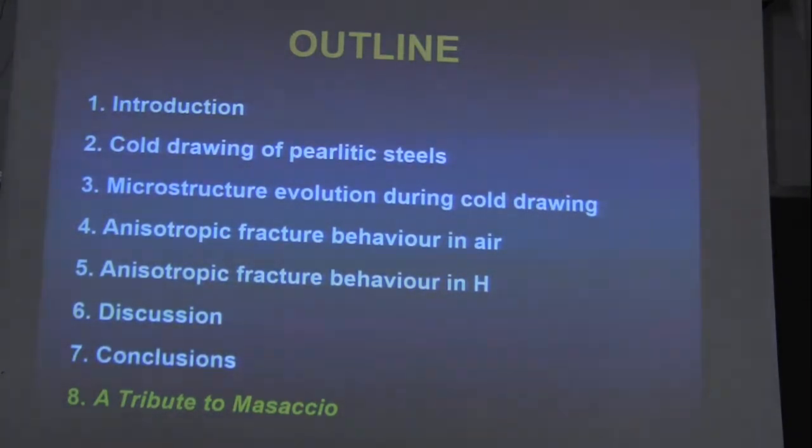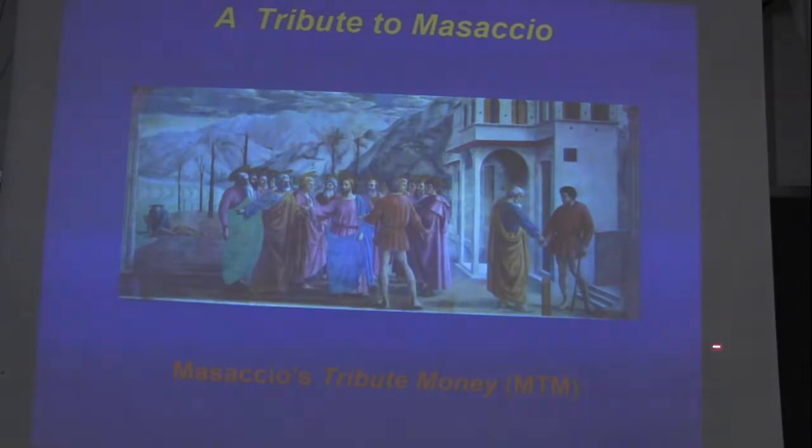Then finally, a tribute to Masaccio for this beautiful painting in Firenze, Florence in English, the Tribute Money. This is Masaccio's Tribute Money, and here in the background it resembles the fracture appearance of the heavily cold drawn steel, intermediate degree of cold drawing, with notch A especially, because notch B resembles more the Monument Valley profile than Masaccio's Tribute Money.